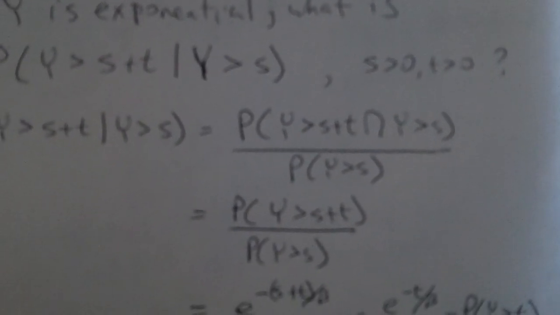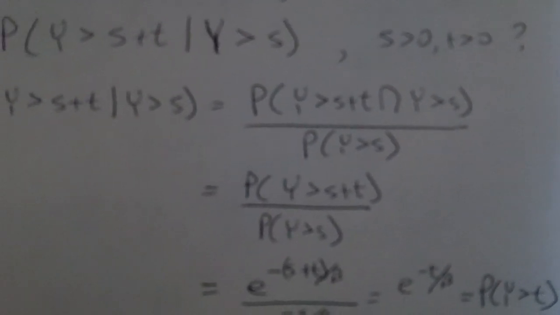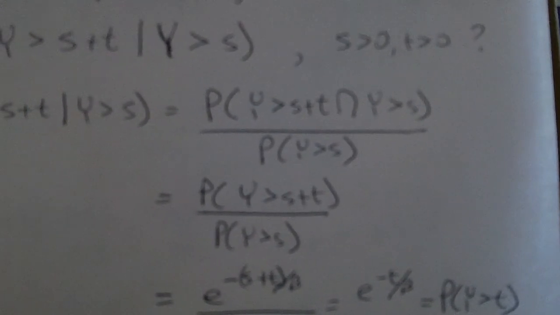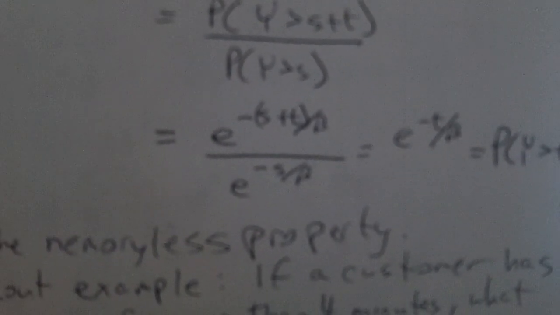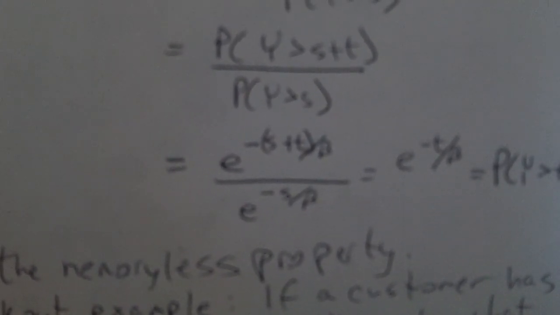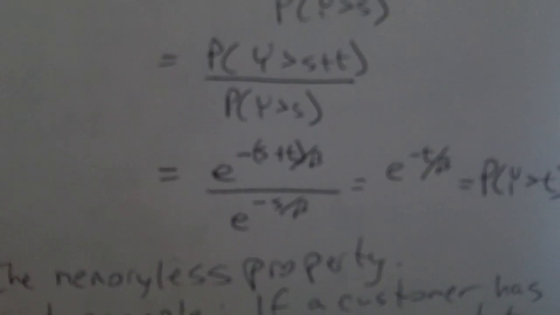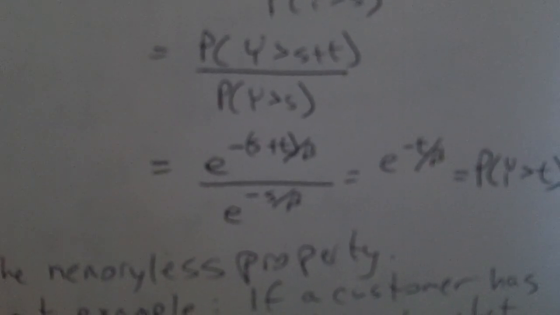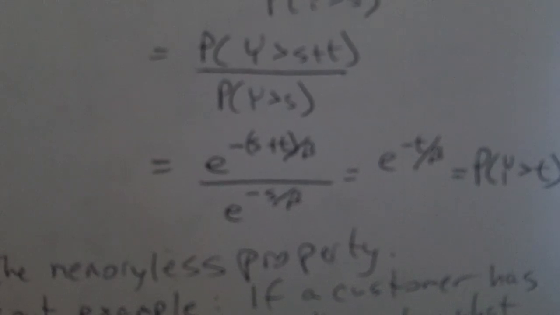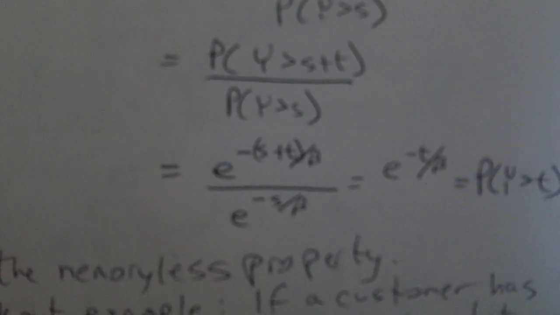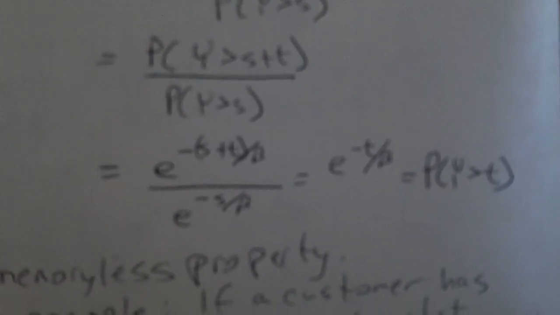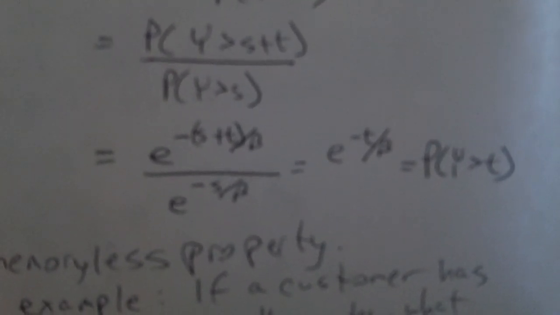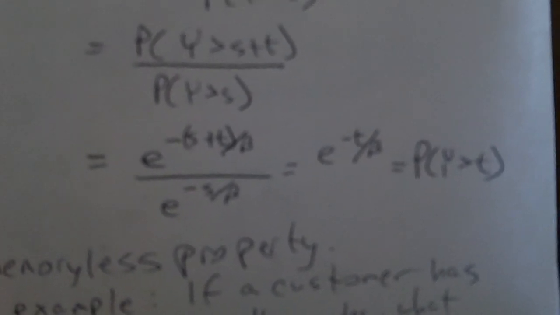We've got y greater than s plus t, intersected with y greater than s. The intersection there would be y greater than s plus t. So if we go ahead and plug into the greater than case on the previous page, we've got e to the negative quantity s plus t divided by beta, divided by e to the negative s over beta. The negative s's are going to cancel. We're left with e to the negative t over beta, which is the probability that y is greater than t.